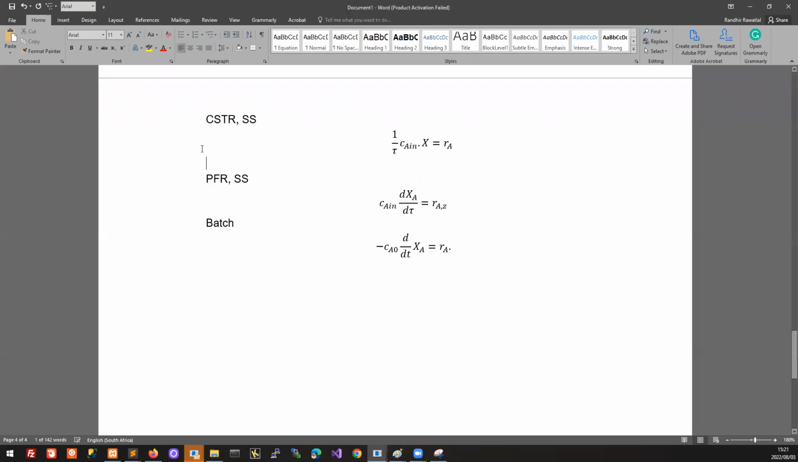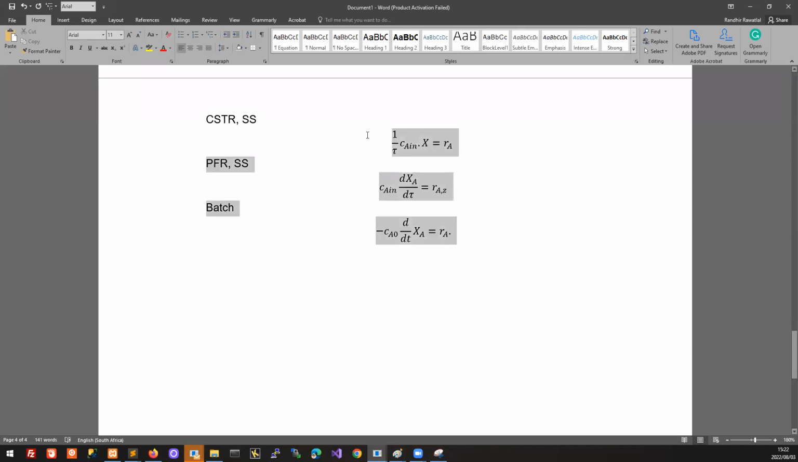So if you look at these three equations, they look remarkably the same, right? You've got a 1 over time, CA in, and in a batch, there's no inlet flow, but there's an initial amount. You've got an X sitting there, and you've got a rate sitting there. So these are all different, totally different situations, right?